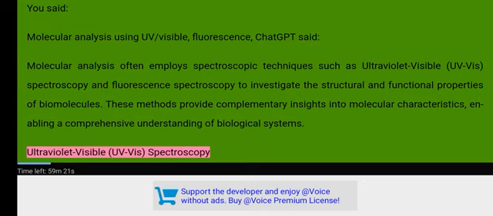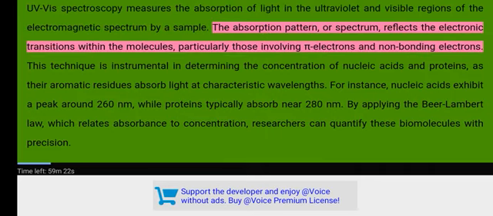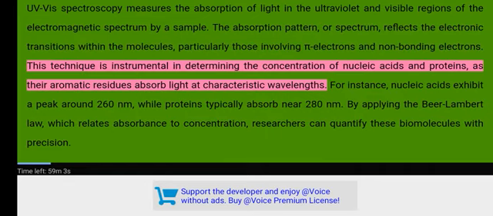Ultraviolet-visible (UV-vis) spectroscopy. UV-vis spectroscopy measures the absorption of light in the ultraviolet and visible regions of the electromagnetic spectrum by a sample. The absorption pattern, or spectrum, reflects the electronic transitions within the molecules, particularly those involving pi electrons and non-bonding electrons. This technique is instrumental in determining the concentration of nucleic acids and proteins, as their aromatic residues absorb light at characteristic wavelengths.